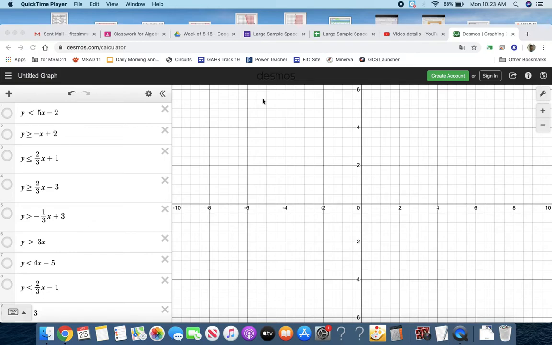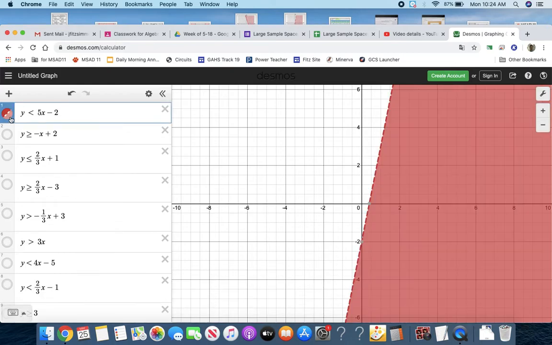And really, the only difference between an inequality and a line is that we're going to be shading an entire region. So when I'm doing an inequality, I'm talking about half a plane. And today I'm going to be doing a system of inequalities, which means I'm going to get a half plane, but then I'm going to have another graph on top of it, and we're going to be looking at what happens. So when I click on this first graph, y is less than 5x minus 2, we can see that the computer is going to graph that for us.